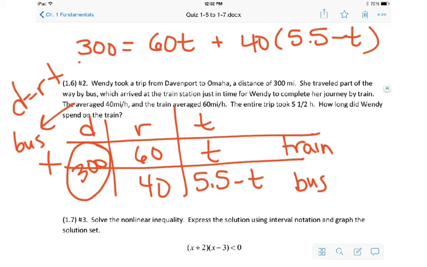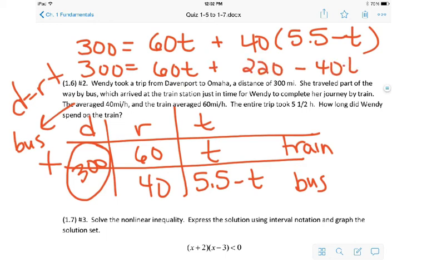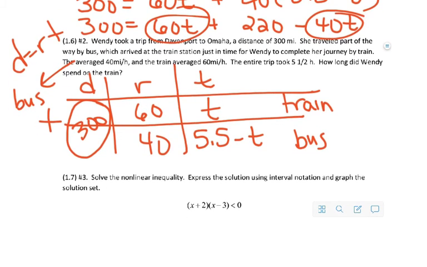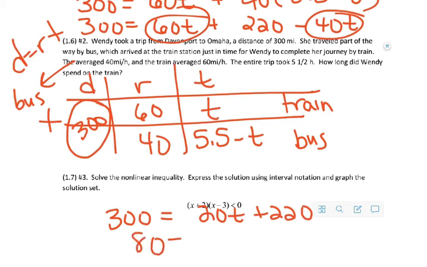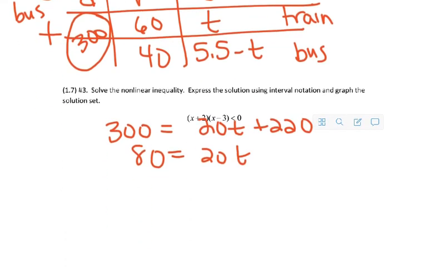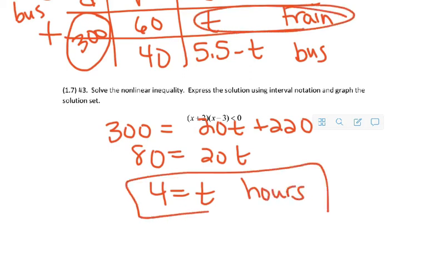We're going to distribute. We're going to combine like terms. I'm going to run out of space here, I'll write it down here. So 300 is equal to 20t plus 220. I'm going to subtract 220 and get 80. And then I'm going to divide by 20, and I find out that t is 4 hours. And since t was my time on the train, it must have been 4 hours on the train.